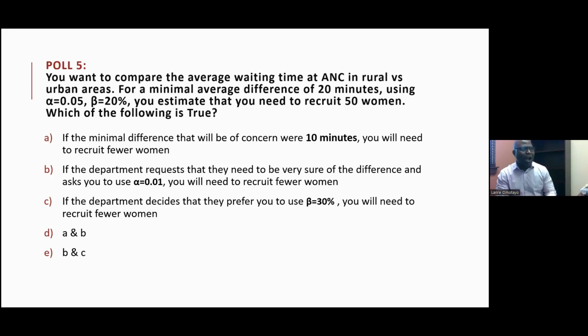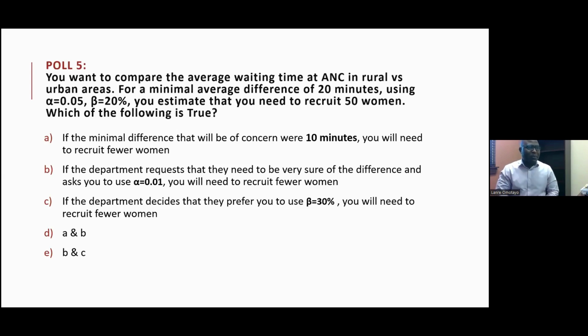So you would need to recruit more women if your effect size is actually smaller. Say your alpha now is 0.01. You will need to recruit fewer women. That's option B. No, option B is also wrong because 0.01 is smaller than 0.05. It means that you want much more confidence that you are not making a type 1 error. In that case, you need to recruit more women.